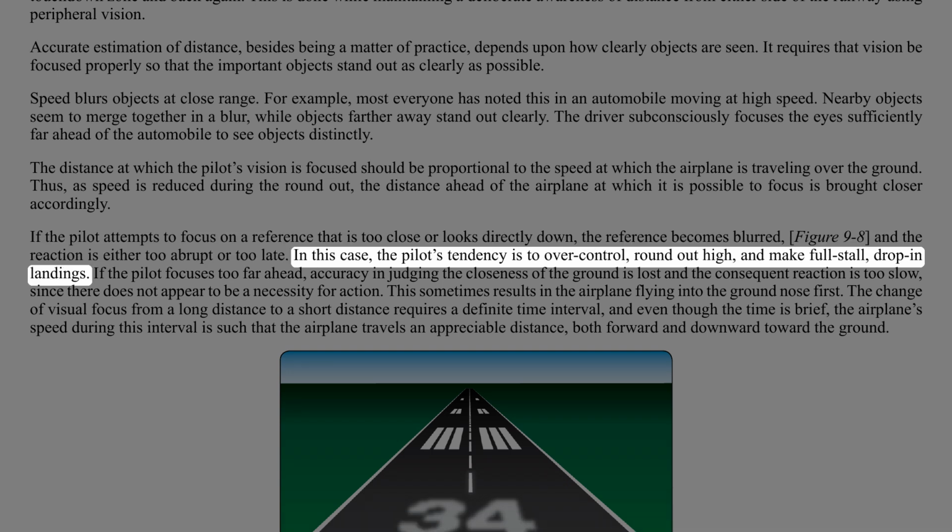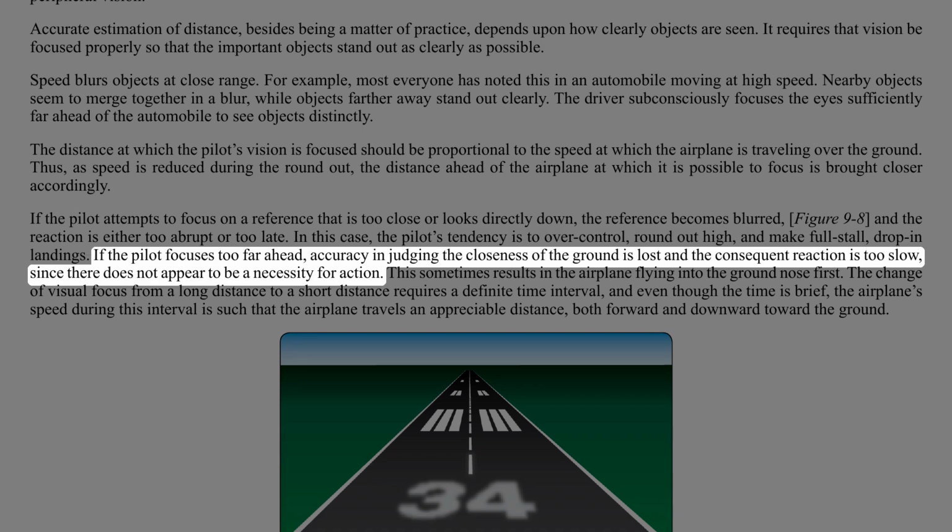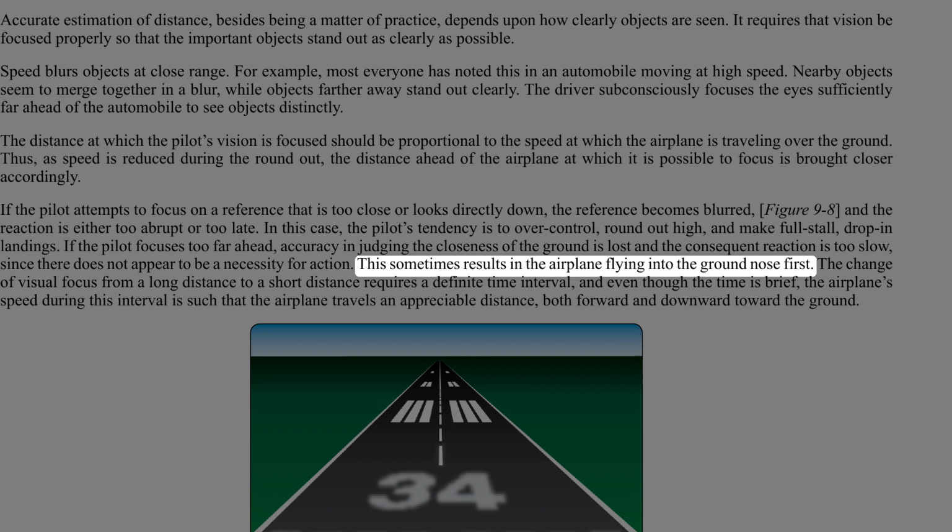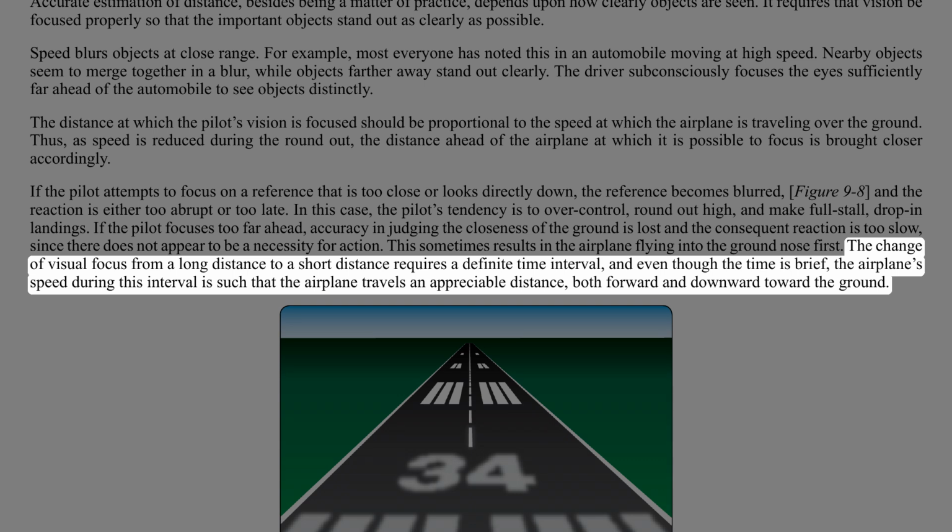In this case, the pilot's tendency is to over-control, round out high, and make full stall, drop-in landings. If the pilot focuses too far ahead, accuracy in judging the closeness of the ground is lost and the consequent reaction is too slow, since there does not appear to be a necessity for action. This sometimes results in the airplane flying into the ground nose first. The change of visual focus from a long distance to a short distance requires a definite time interval, and even though the time is brief, the airplane's speed during this interval is such that the airplane travels an appreciable distance, both forward and downward toward the ground.